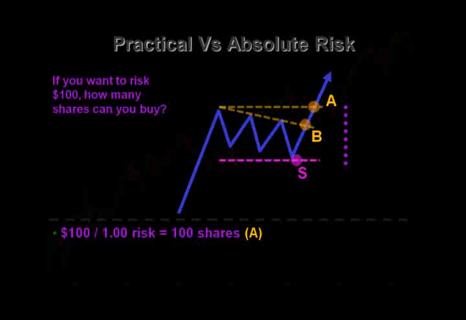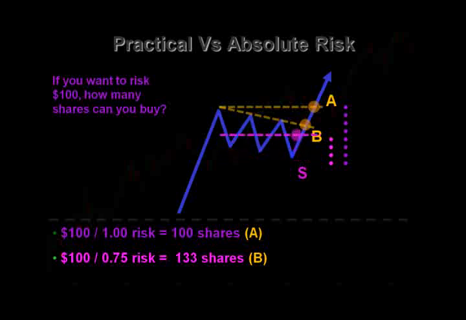That's pretty nice. What happens if we wanted to risk only $100 but trade from B? Well, that would be $100 of risk divided by 75 cents, which is the distance between B and your stop loss, equals 133 shares. So of course with B, we would have the opportunity to buy more shares and still risk the same amount. Now, of course, if we traded at A, we can always move that stop loss up, and that would enable us to trade a few more shares as well.